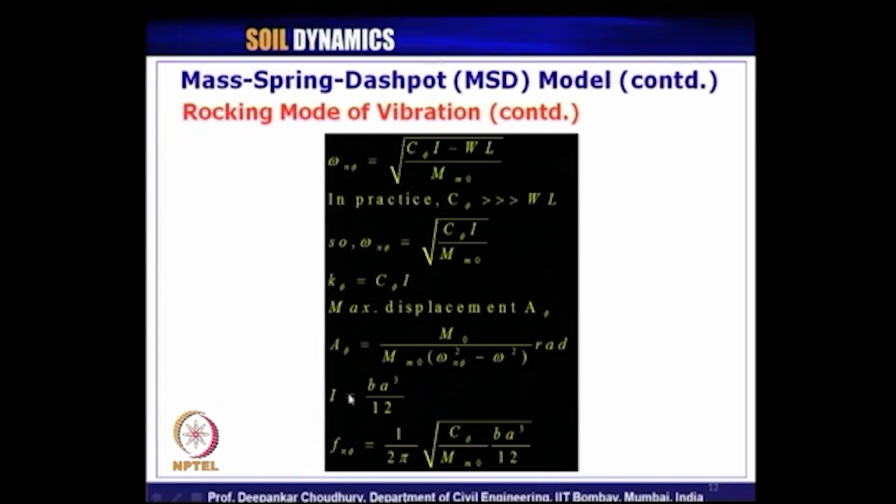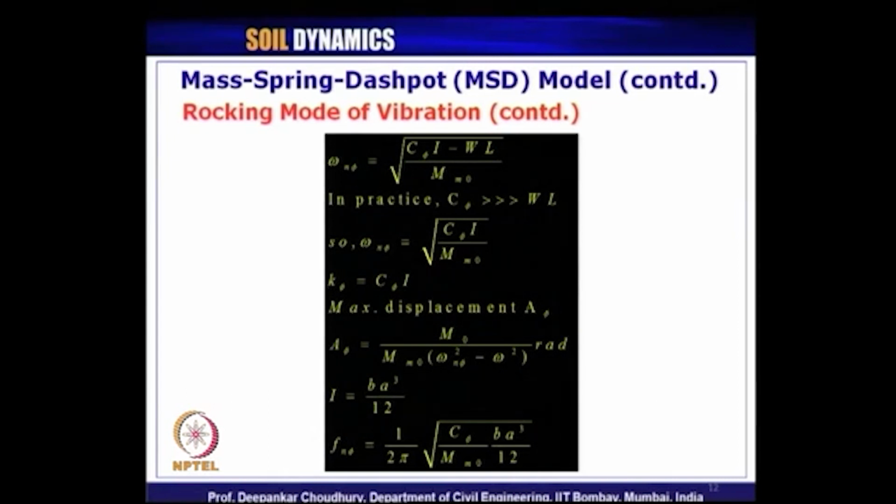dimension, and this I, which is nothing but the area moment of inertia, is calculated as B A cube by 12, where A is the dimension in the x direction when we are talking about rocking. In case of pitching, it will just get interchanged. In that case, it will be A B cube by 12, where B is the dimension along the y axis.